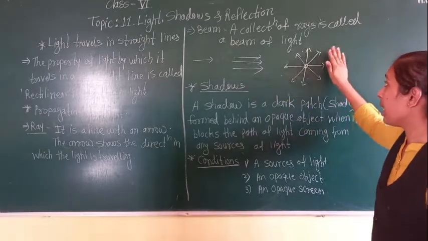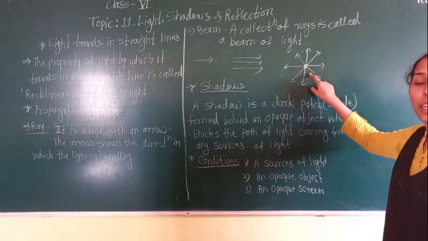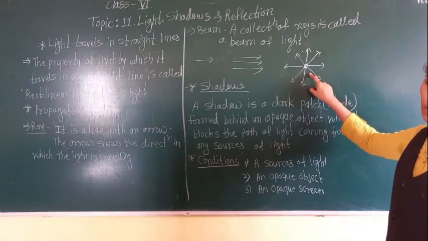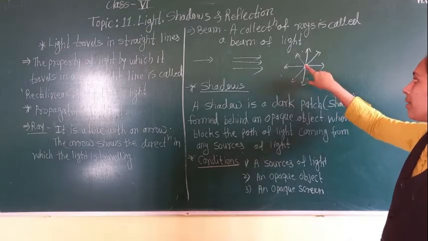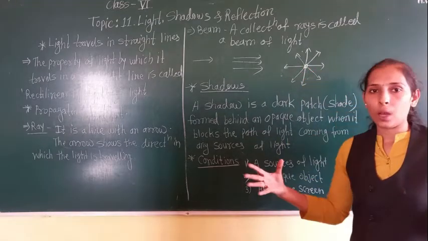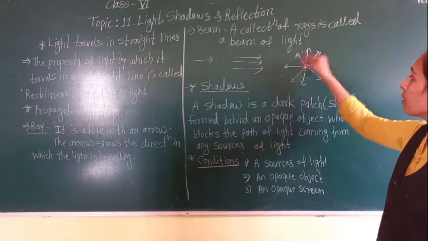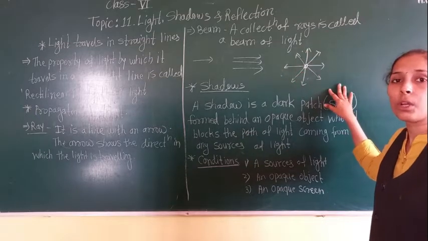Or we can also say that if there is a point source of light, then all the rays may spread out. Here you can see that all the rays get spread out, which we are calling what?